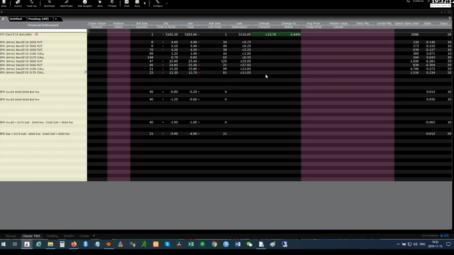SPX is one of the most liquid ETFs on the market, if not the number one most liquid. But still you can see the difference between bid and ask is roughly 40 or 30 cents for each option. What does it mean? It means that if you buy and immediately sell, or sell and immediately buy, you are already losing $30 or $40 on one option, even if the price didn't move at all. This is just because of the bid and ask spread.